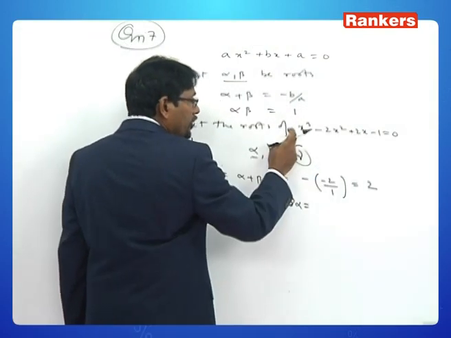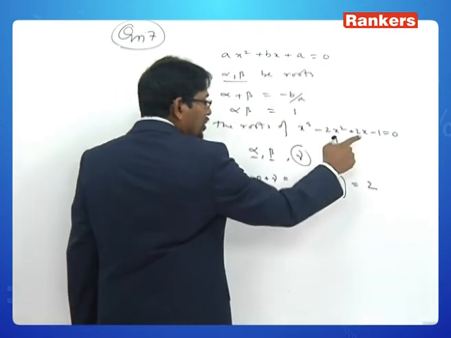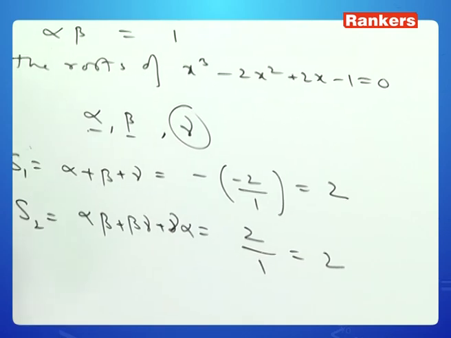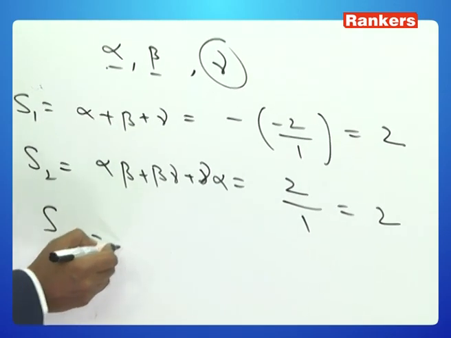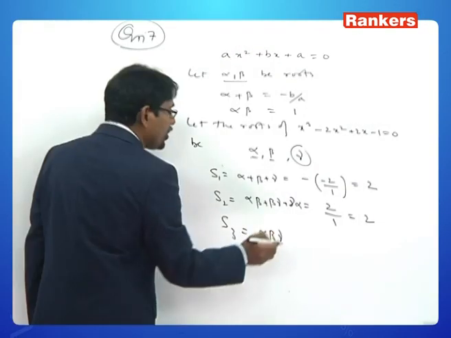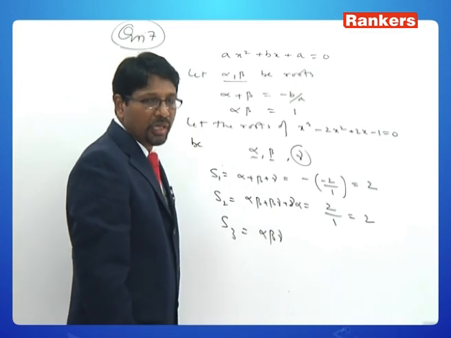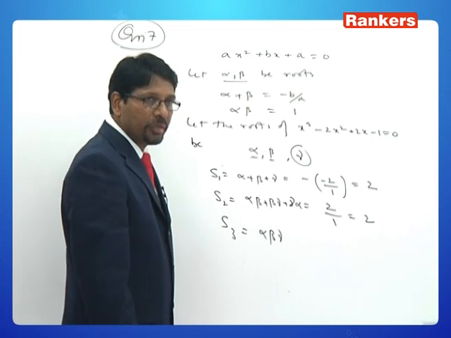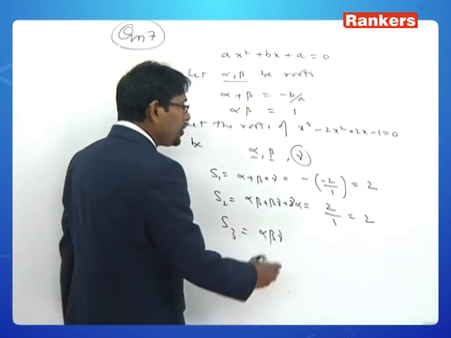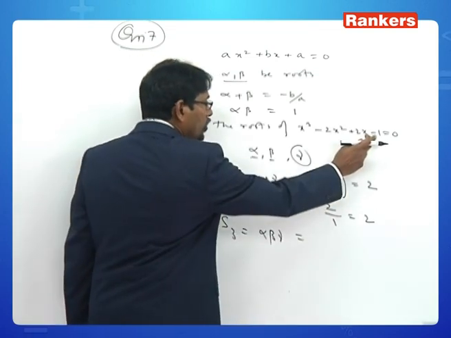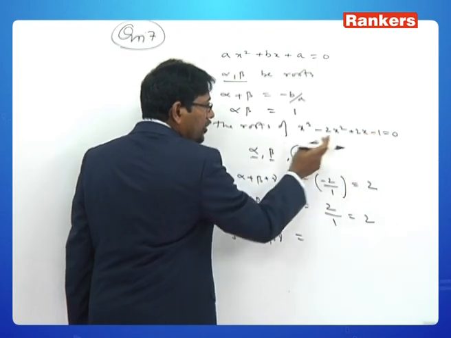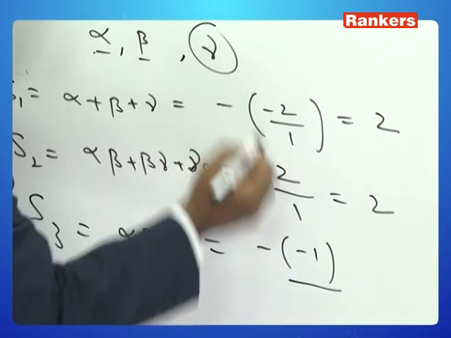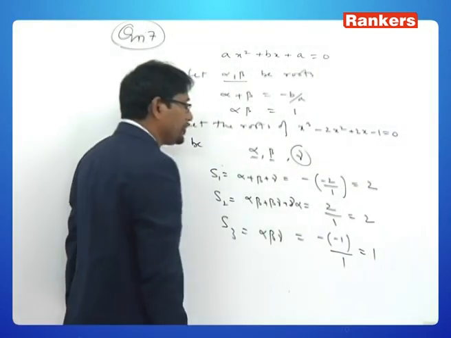Coefficient of x by coefficient of x cube. So what do we have here? 2 by 1, that's 2. Now S3, alpha into beta into gamma, that is the sum of the roots taken all 3 at a time. So there's only one possible combination here, alpha into beta into gamma. Here alpha into beta into gamma should be equal to the constant term with a minus sign. So minus of minus 1 by the coefficient of x cube, that's 1. So that makes it 1 there.